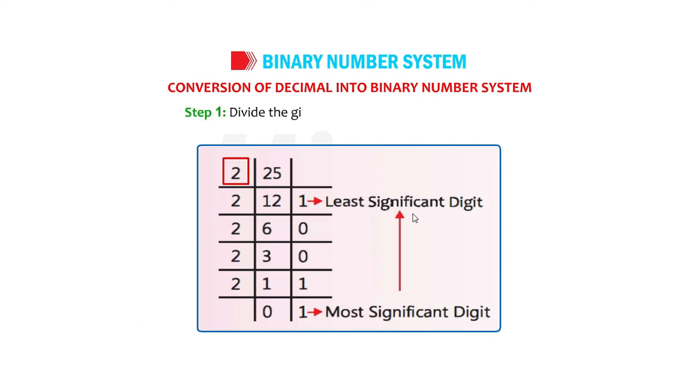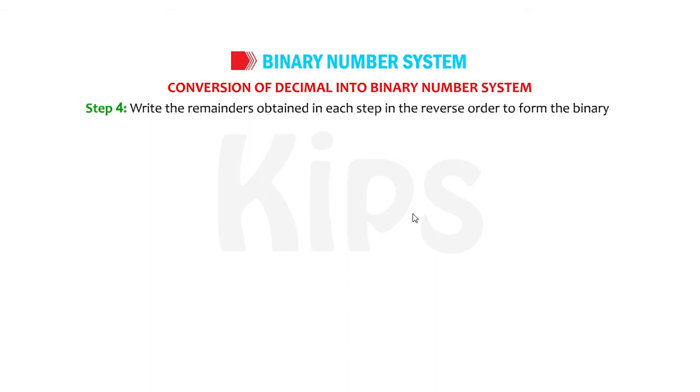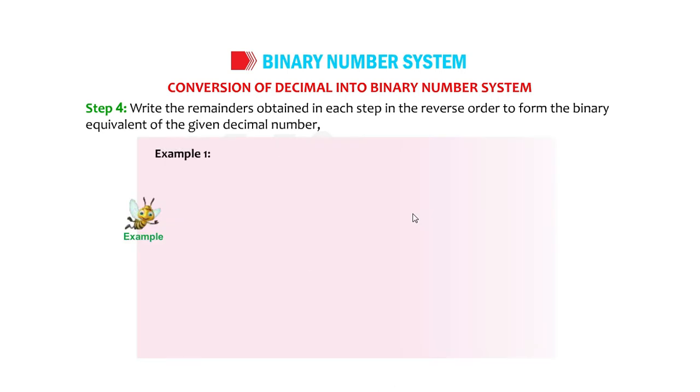Step 1. Divide the given decimal number by the base 2. Step 2. Write down the remainder and divide the quotient again by 2. Step 3. Repeat step 2 till the quotient is 0. Step 4. Write the remainders obtained in each step in the reverse order to form the binary equivalent of the given decimal number. Example 1.